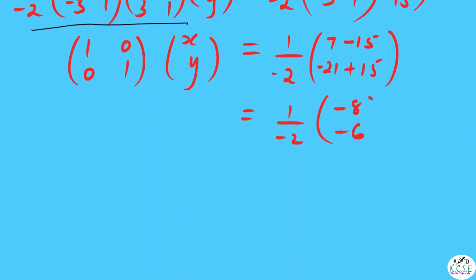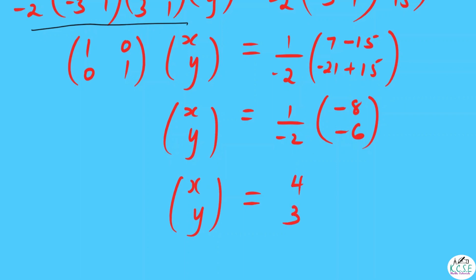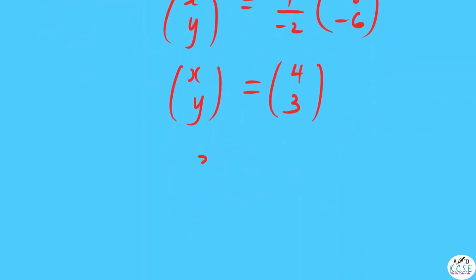negative 6. Remember, when you multiply x and y by an identity matrix, the identity matrix does not change anything, so here you remain with x, y. So you get x, y is equal to, multiply everything by 1 over negative 2, you get 4, 3. Therefore, at this point, x is given by 4, y is given by 3.